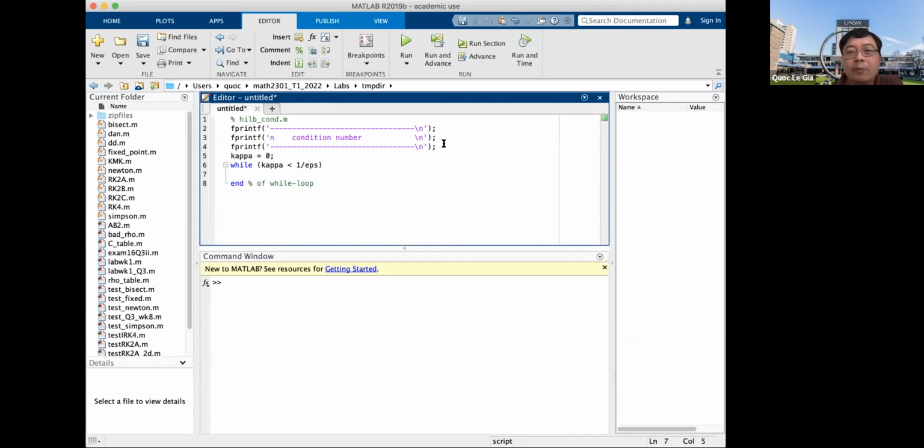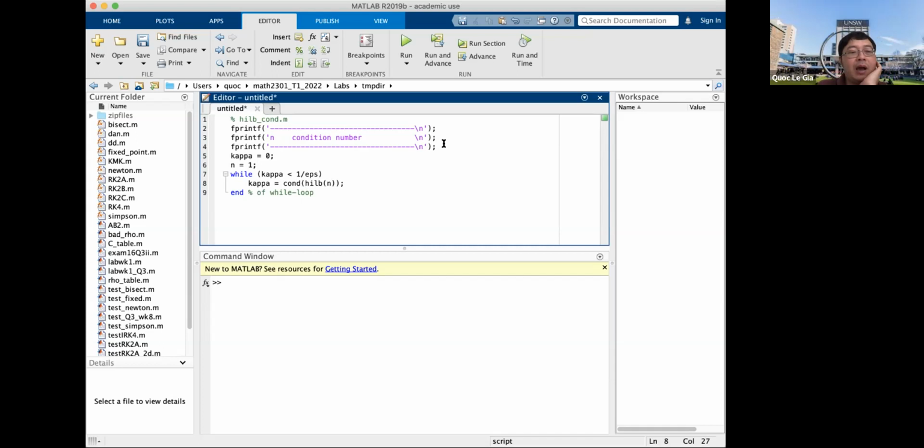Now inside the loop, what is next? Kappa is, very good, but now kappa is the condition number of Hilbert n. But then what is n? n equals 1 before the loop. Yes, very good. So n equals 1 before the loop.